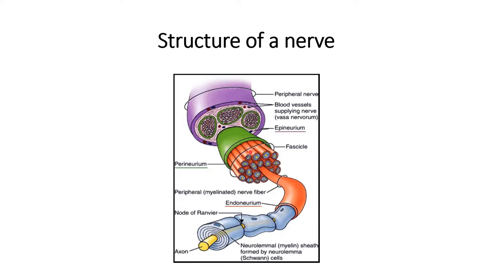So this is the basic structure of a peripheral nerve. Let's say it's a tibial nerve or a radial nerve. Then it has multiple fascicles, and each fascicle has a number of nerve fibers, and when you appreciate a single nerve fiber, it has axon, which is covered by concentric layers or multiple layers of the myelin sheath. So this is the basic structure of a nerve.